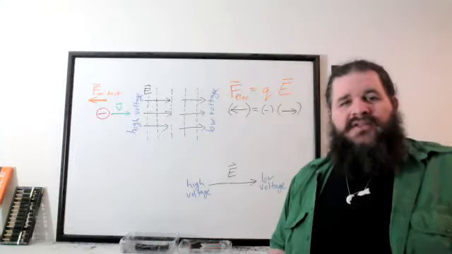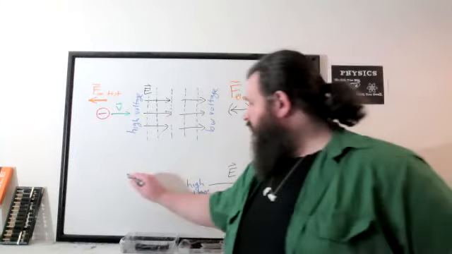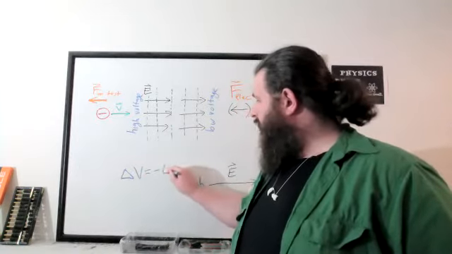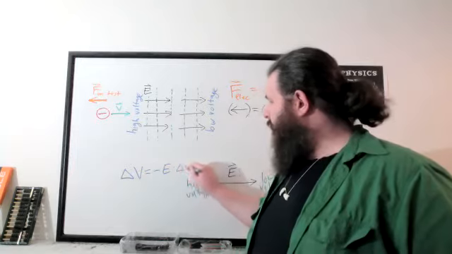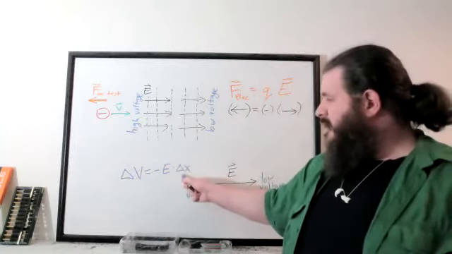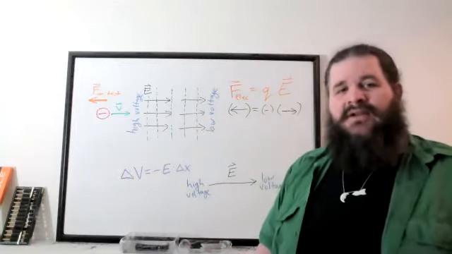And that's really because this is a constant electric field. The electric field being the same everywhere, and this goes back to the idea that delta voltage equals negative electric field times distance. If the electric field is constant, then every meter of distance corresponds to a specific drop in voltage. And that's going to be consistent.